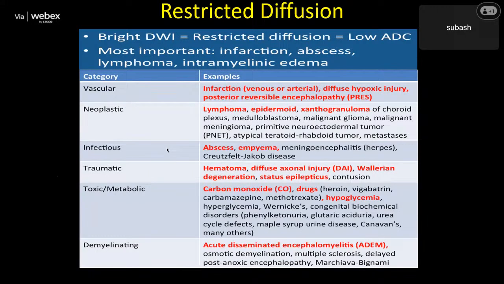So these are some of the conditions where you have restricted diffusion. For example, infarction, diffuse hypoxic injury, posterior reversible encephalopathy, and neoplastic lesions such as lymphomas and epidermoids. All these have restricted diffusion, and they will be shown as bright on diffusion weighted image, but as dark signal on the ADC image. So they can immediately be detected using diffusion MRI, and one can make the correct diagnosis of the patient. So there are several conditions where there is a restricted diffusion.